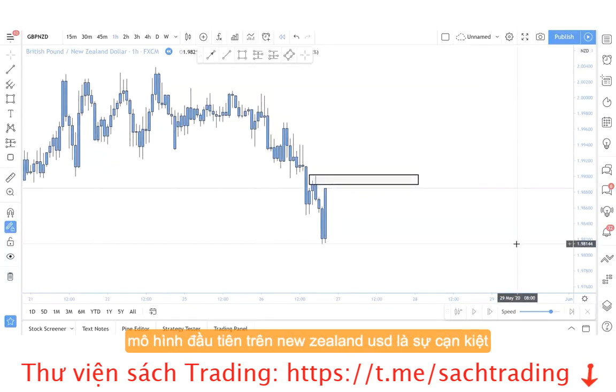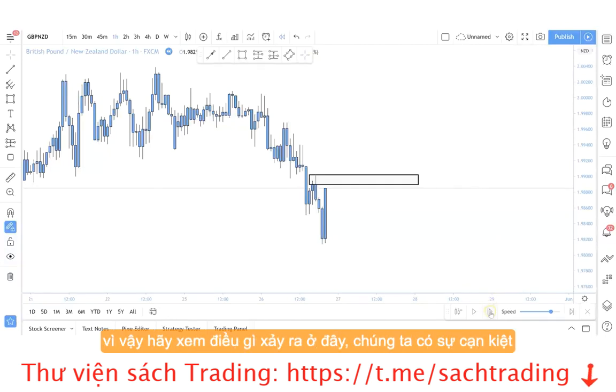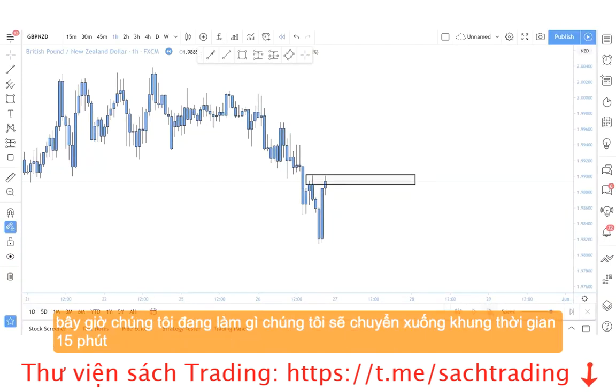The first pattern was a depletion in either bullish or bearish pressure and an indication of continued momentum shift back to the downside or upside. So let's look at what happens here. We have a depletion. Now what are we doing?